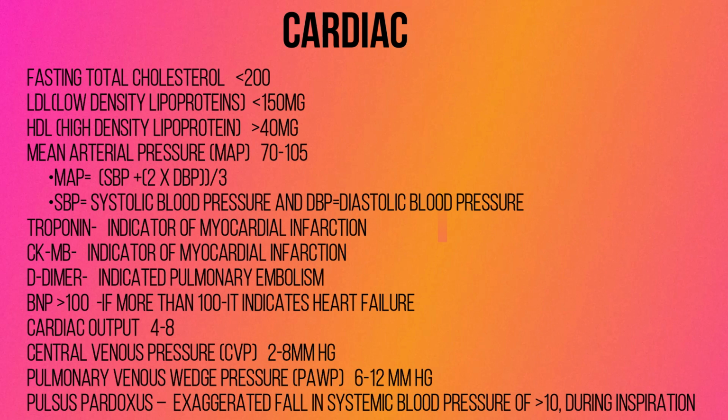D-dimer is telling you that a blood clot is forming. But it's not telling you exactly where. So you'll know that the patient has blood clots, but not where. What people like to look for is a pulmonary embolism. They look at the D-dimer for that.